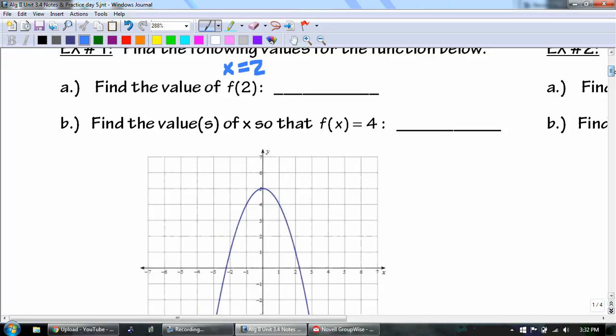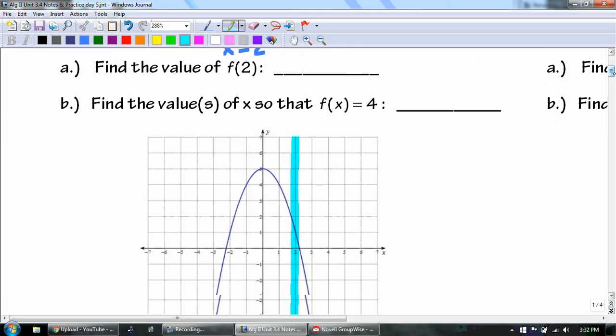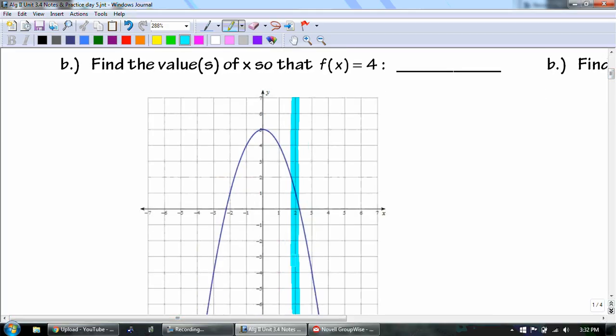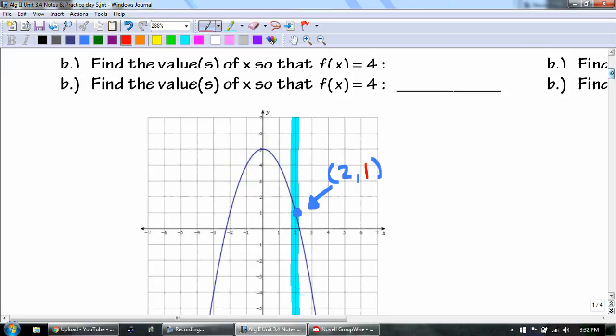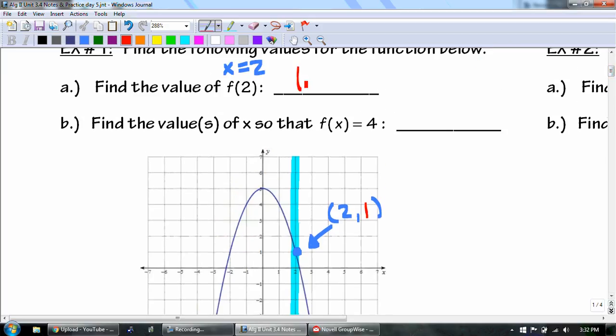So when x equals 2, I draw my vertical line, because x equals 2 is a vertical line. I'm just going to continue it. And where does x equal 2? Right there. So if x is 2, what's that other number? 1. There you go. So f of 2 equals 1.